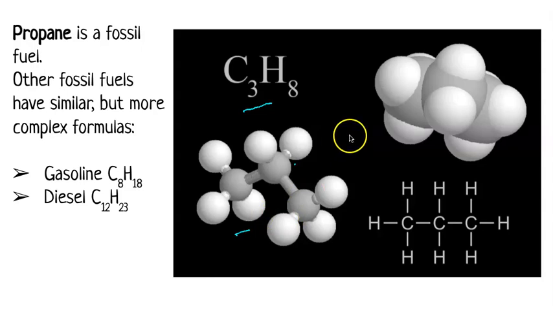Up in the upper right hand corner, we call this a space filling model, and you can see it's like the balloons have been blown up and sort of squished all together. And then finally, the fourth one here is called a structural formula model. So they all show the same thing, just in different methods.